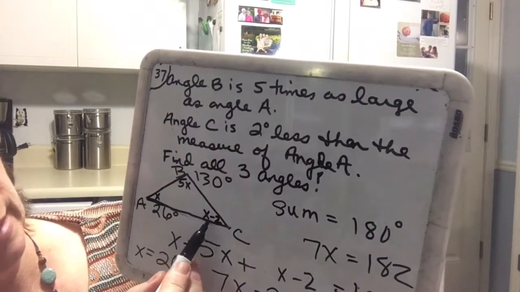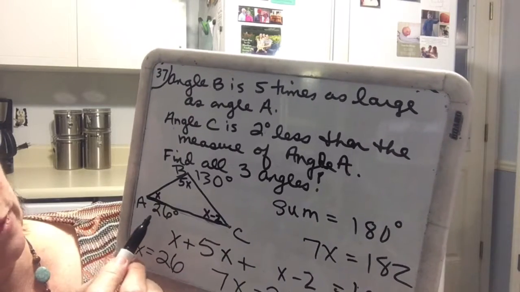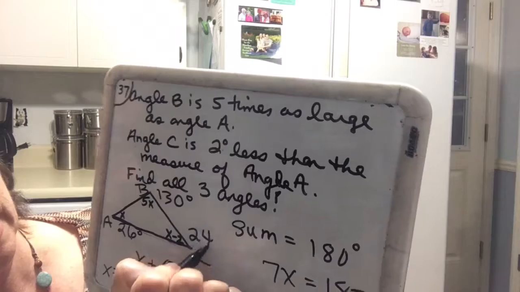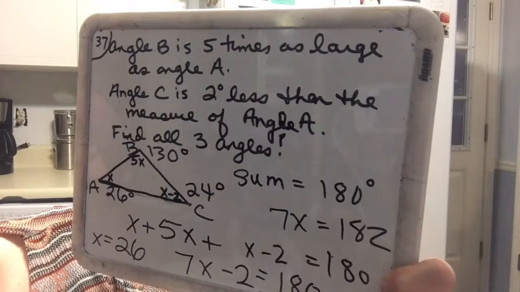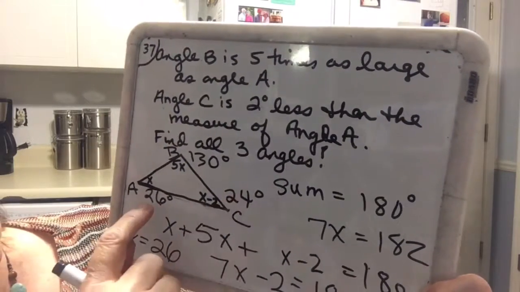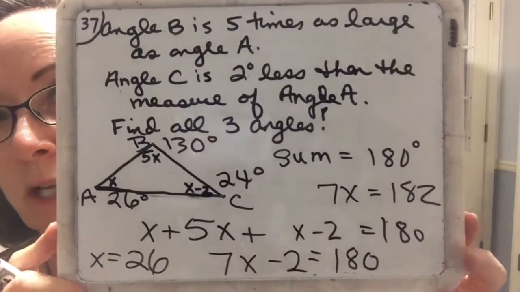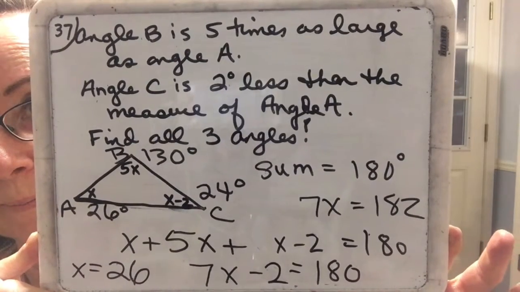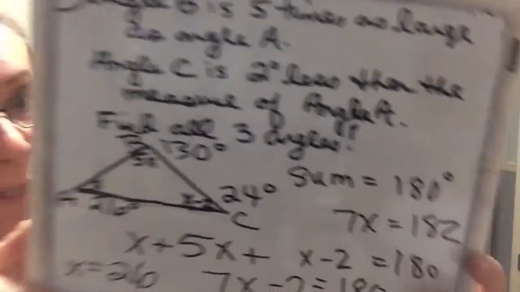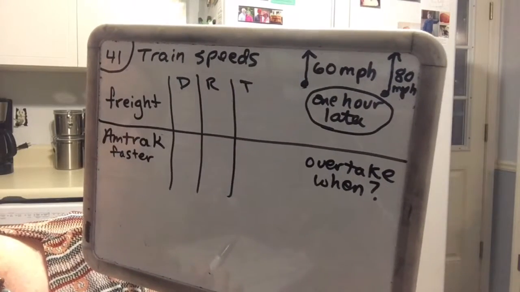And then this one here, C, is x, take this A angle, take away 2, so it's going to be 24 degrees. Okay, so we're going to add all of those up and see if we do get 180. Well, I know that 24 and 26 equals 50, and 130 plus 50 is 180. So we have checked our work, and that is our triangle problem. And that is problem set number 37.